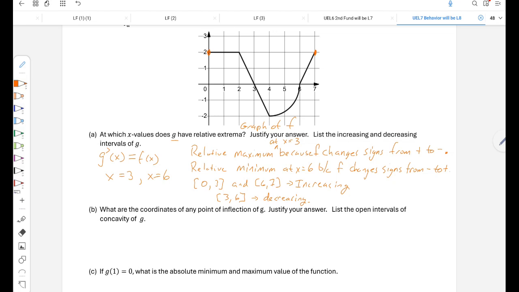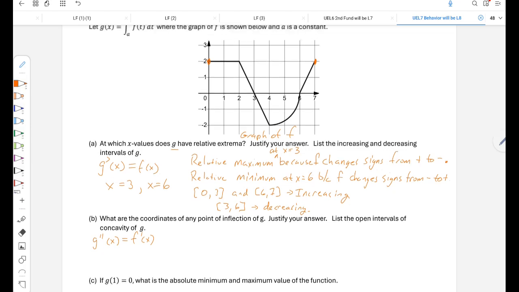Next, we want to find points of inflection. So points of inflection, what derivative are we looking at? Second, yep. So we're looking at g double prime. And what is g double prime? F prime, exactly. Again, the scoring guides say this is one full point. You either have it or you don't. You've identified that this is the thing that you're looking at. And we need g double prime to change signs.